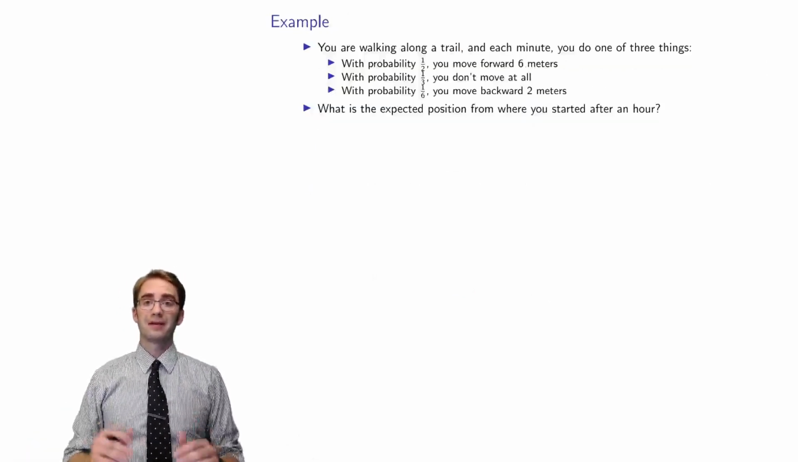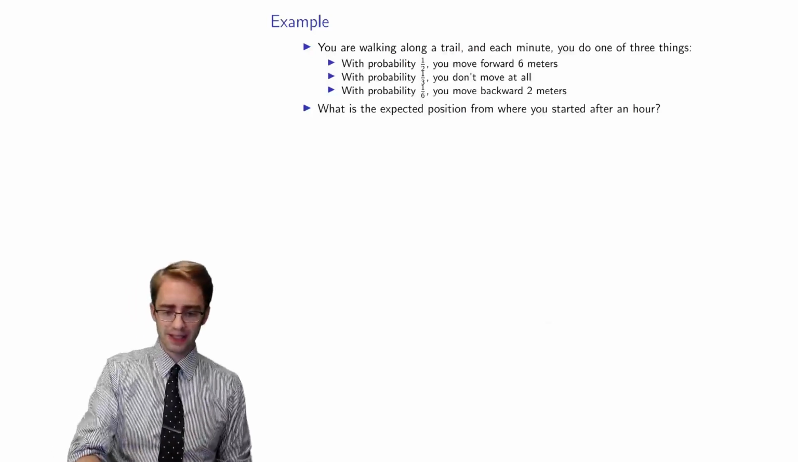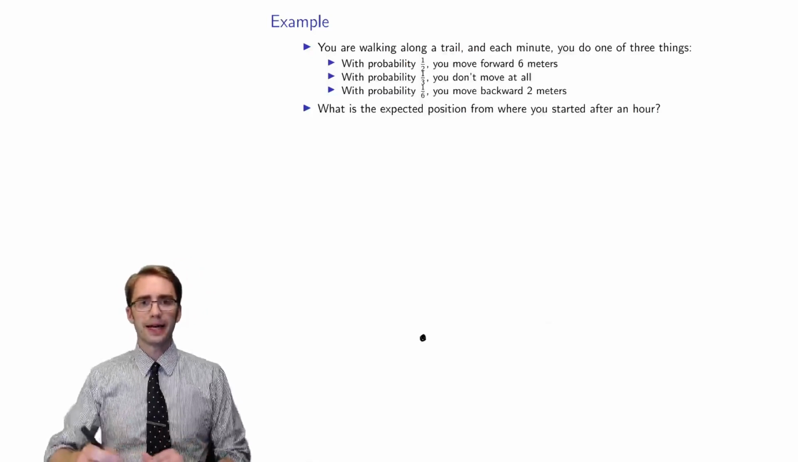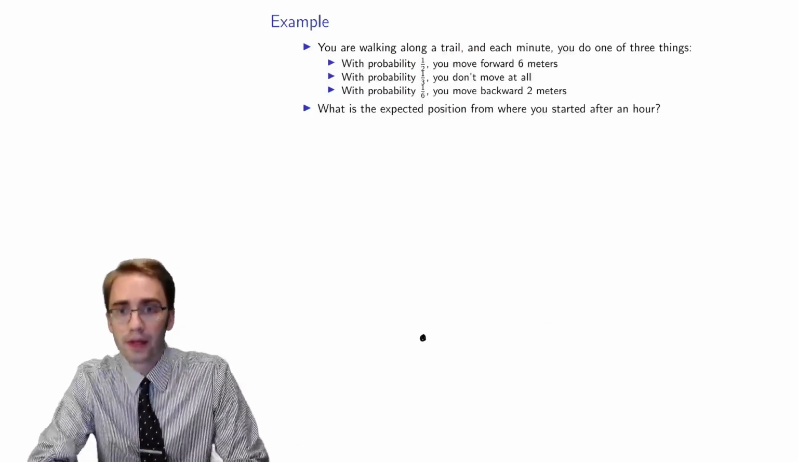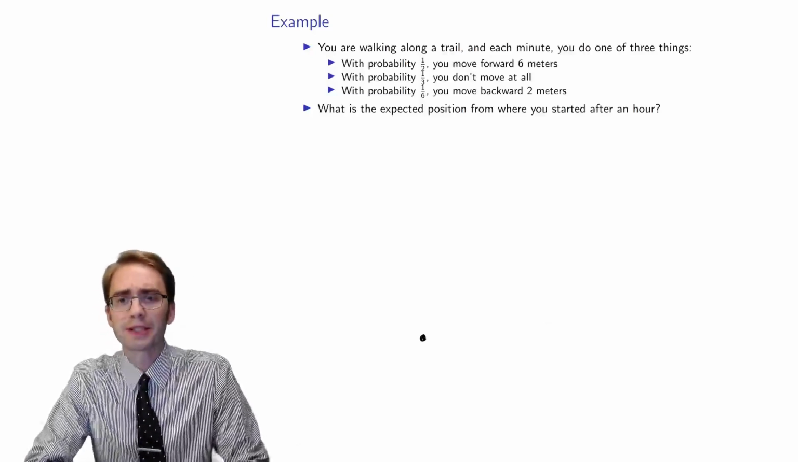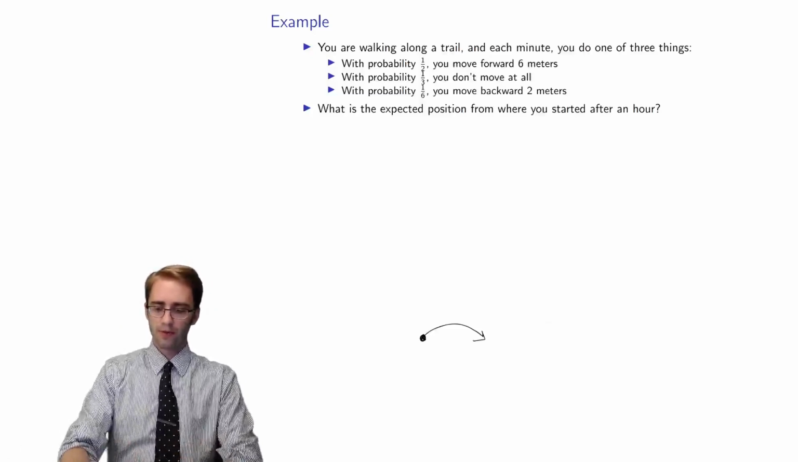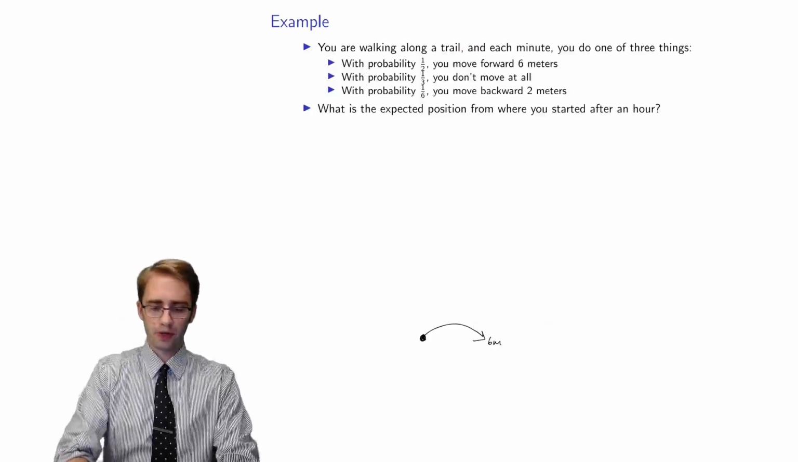Let's try another example that shows how powerful this is. You're walking along a trail, and each minute you do one of 3 things. So let's say this is you right now. You're this little dot in this space here. And each minute, one of 3 things will happen. With probability 1/2, you're going to move forward 6 meters. With probability 1/3, you're not going to move at all.